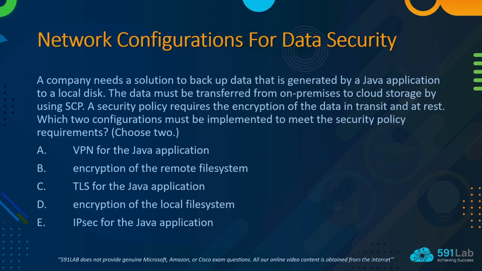Fourth topic, network configuration for data security. A company needs a solution to back up data that is generated by the Java application to the local disk. The data must be transferred from on-premise to cloud storage by using SCP. A security policy requires the encryption of the data in transit and at rest. Which two configurations must be implemented to meet the security policy requirements?